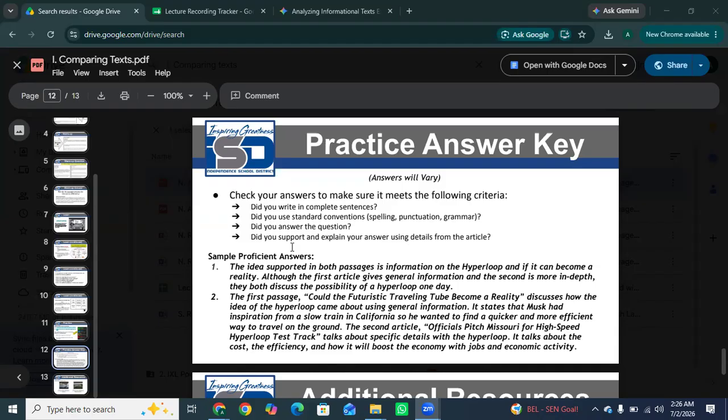The slide reminds you to use the RACE strategy to write your answers: restate the question, answer it, cite proof from the text, and explain how your proof fits. Here are the questions: did you write complete sentences? Did you use standard conventions like spelling, punctuation, and grammar? And did you answer the questions and support and explain your answer using details from the article?